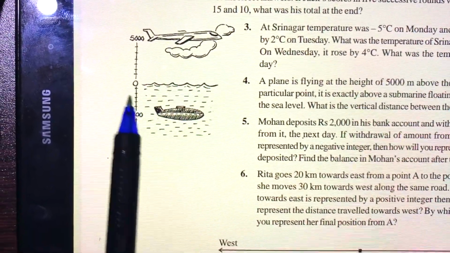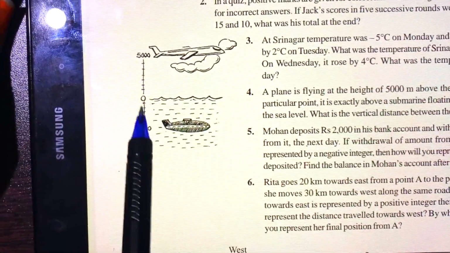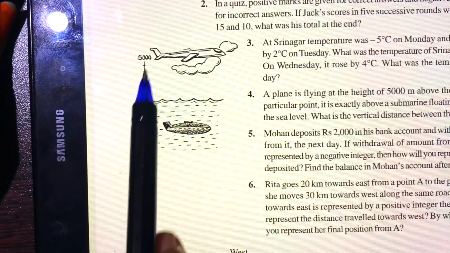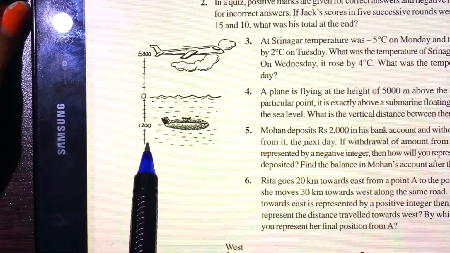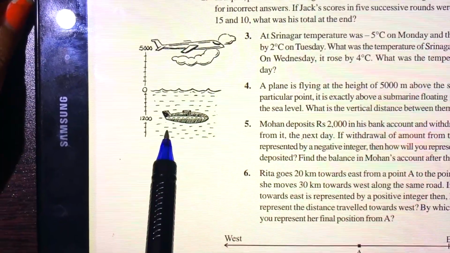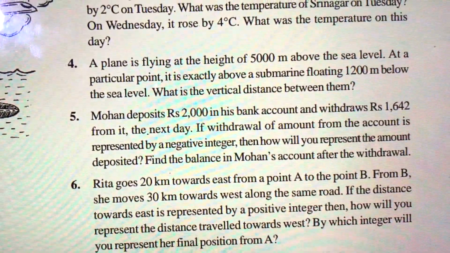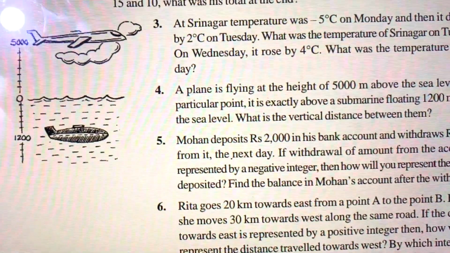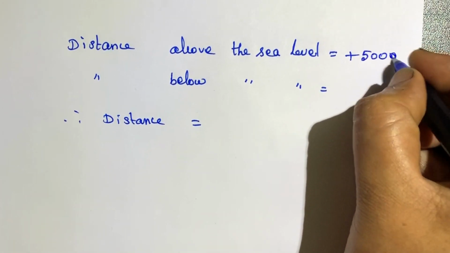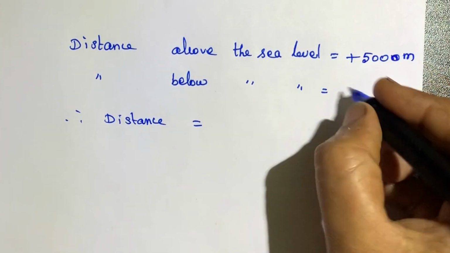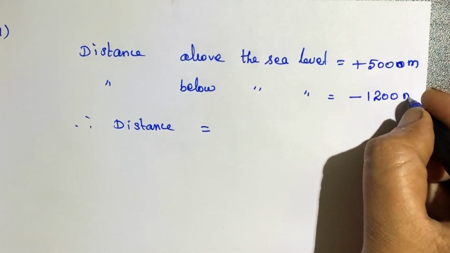Look at the diagram. This is the zero level, that is sea level, right? So here, the level that is above zero we will mark as a positive integer, and below sea level we will mark as a negative integer. So they have asked you to find the vertical distance, that is, how much distance we have between them. Distance above the sea level is plus 5,000 meter. Distance below the sea level, since this is below, is minus 1,200 meter.